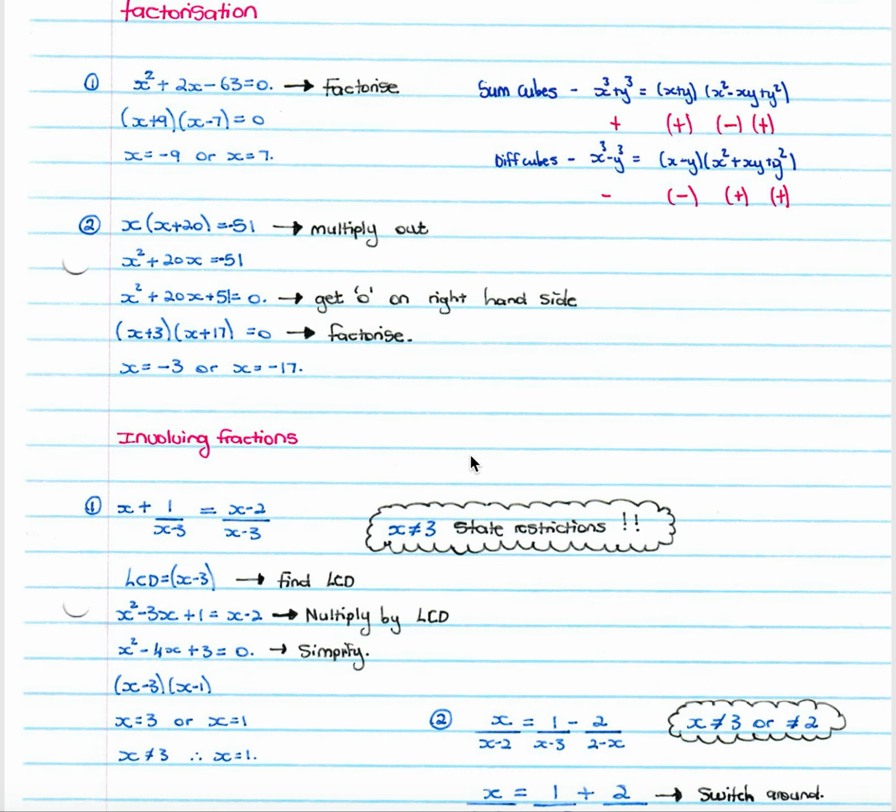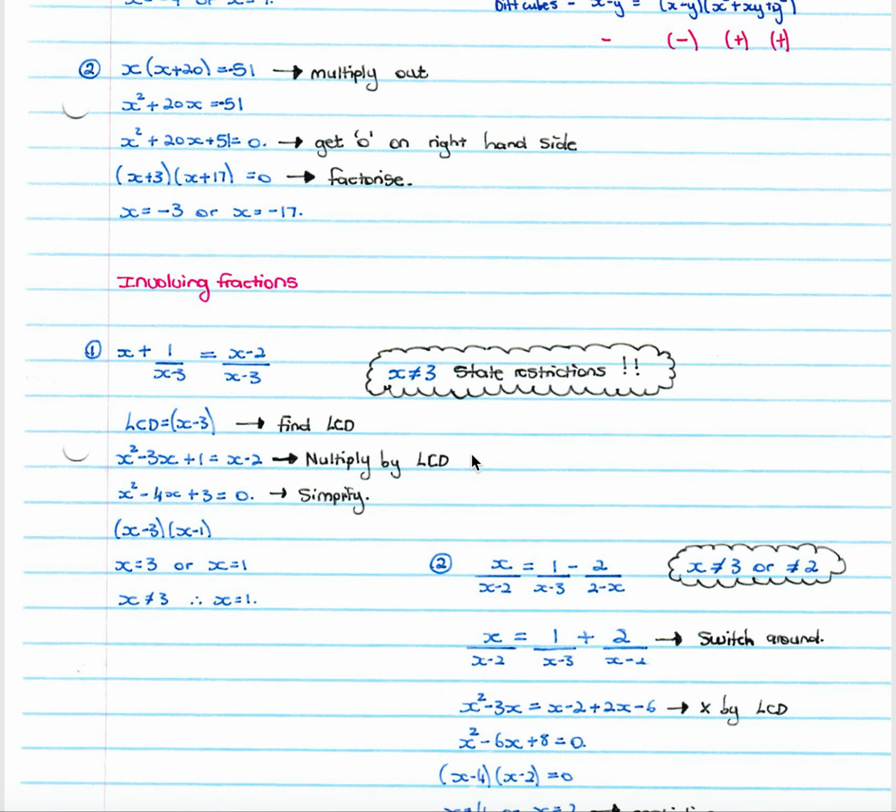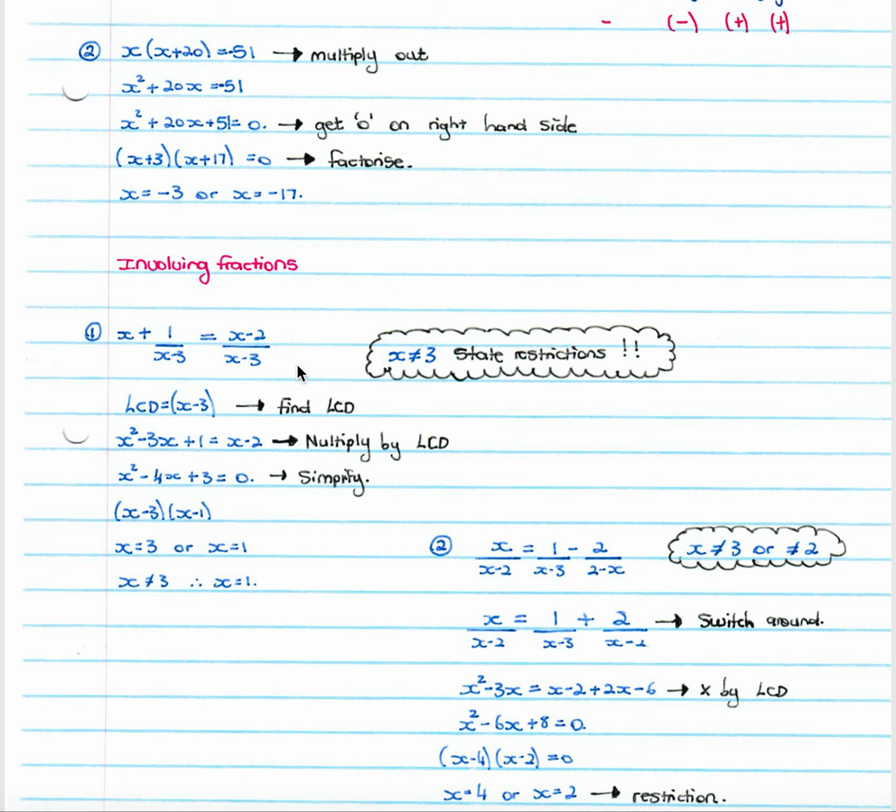When you are given these involving fractions, you will need to get a common denominator, or the lowest common denominator as said here, and you will need to multiply it out to get it into a simpler form. So your LCD here would be x minus 3. Remember, you must state your restrictions that x cannot be 3 because your denominator cannot be 0.